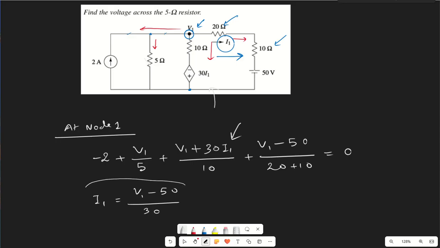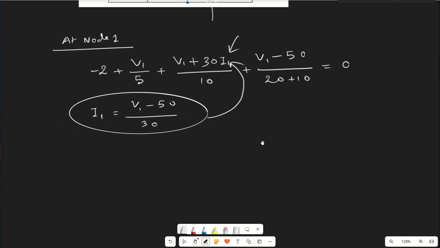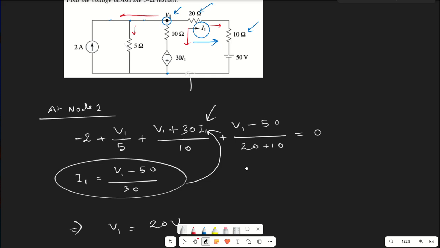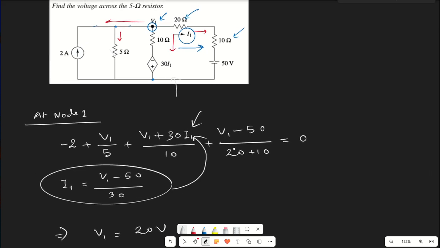So we are going to place this value of I1 in this equation. After putting the value here and solving, what we get is V1 equals 20 volts. It is as simple as that. Like this we can solve numericals containing dependent sources, and determine them using our nodal analysis. So this is all about nodal analysis.